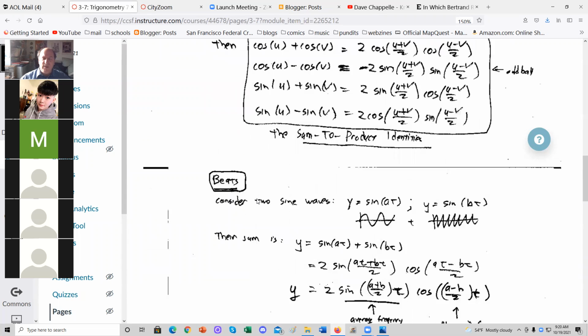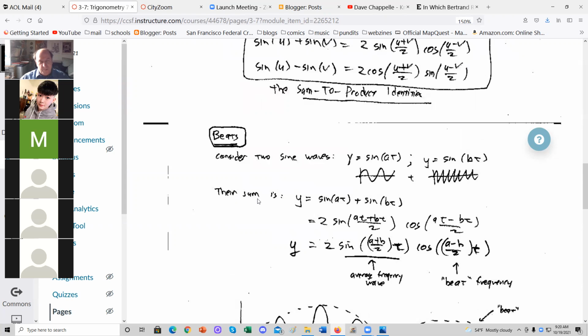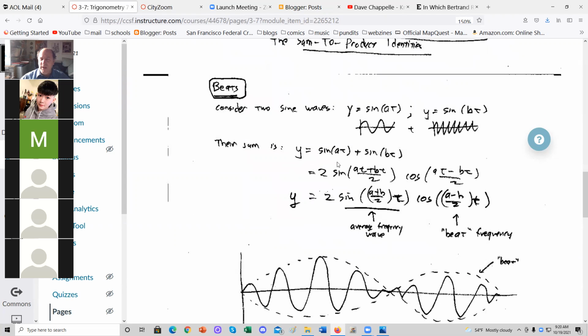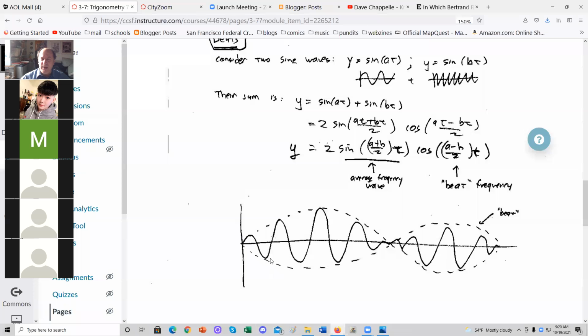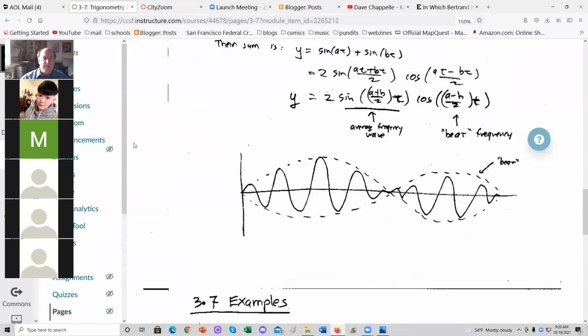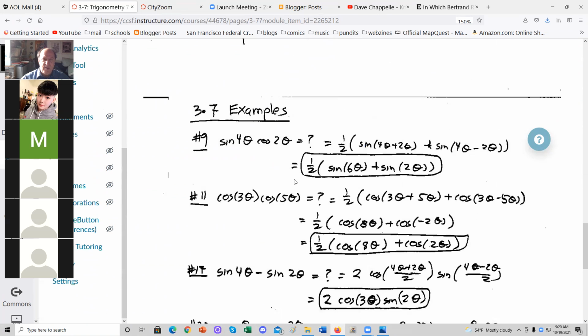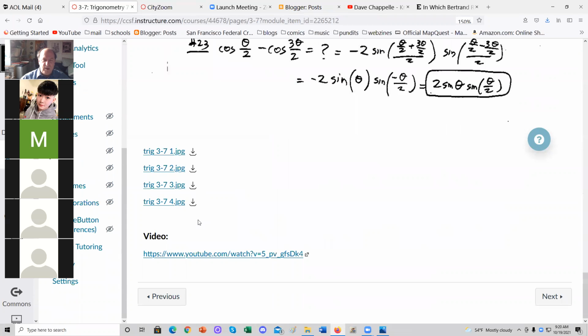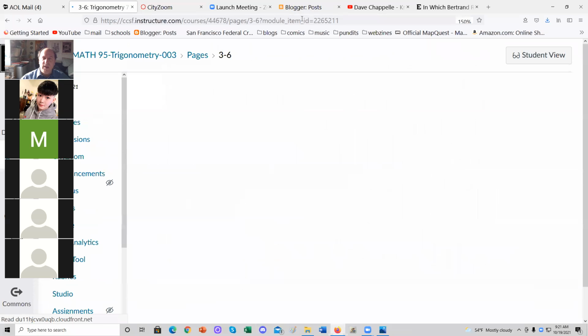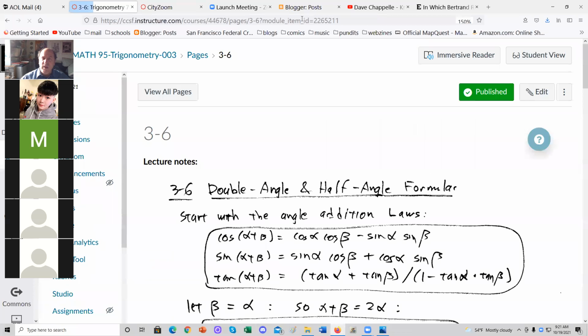Now, this will yield what are called beat formulas. You have 2 sine waves and you play them both at the same time, so you get a sum of them. Then the result has a beat. It is a wave with average frequency modulated by a much slower wave of half difference frequency, that being the beat. We'll get to that next time, however. Okay, just a second. And let's call this done.